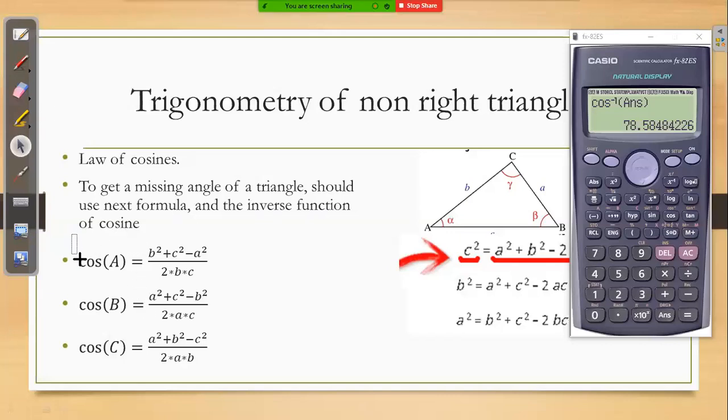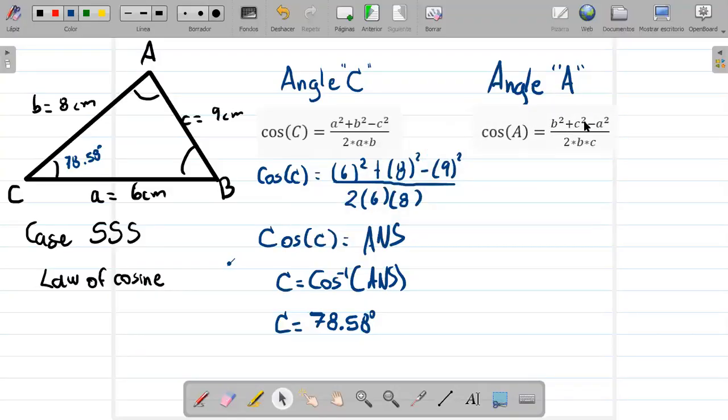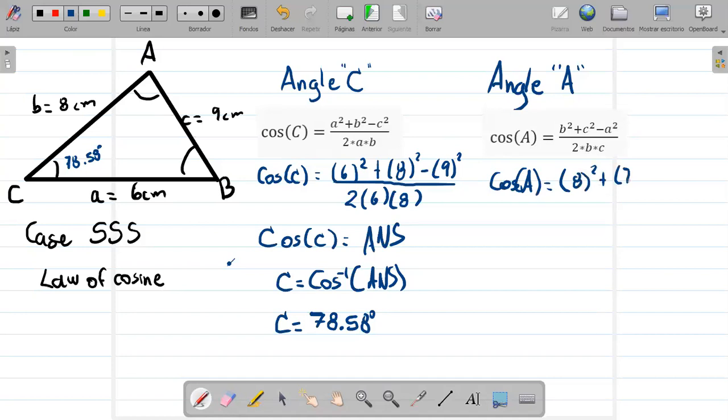We said angle A, so we're going to concentrate on this. The expression is almost the same. So here we go. Cosine of A equals, okay, what's B? B is 8 squared plus 9 squared minus 6 squared, all that divided by 2 times 8 times 9.